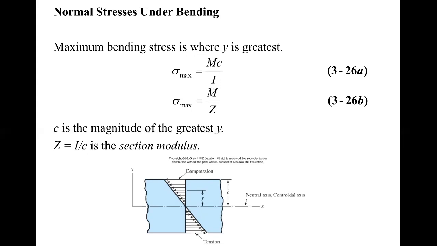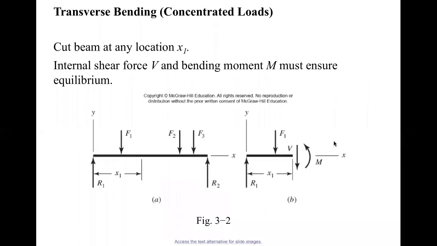So this is the normal stress under pure bending. Under pure bending, we only have bending moments and only have bending stress in the x direction. There's no stress in the y direction or z direction. There's no shear stress for the pure bending case. Now let's move to transverse bending.